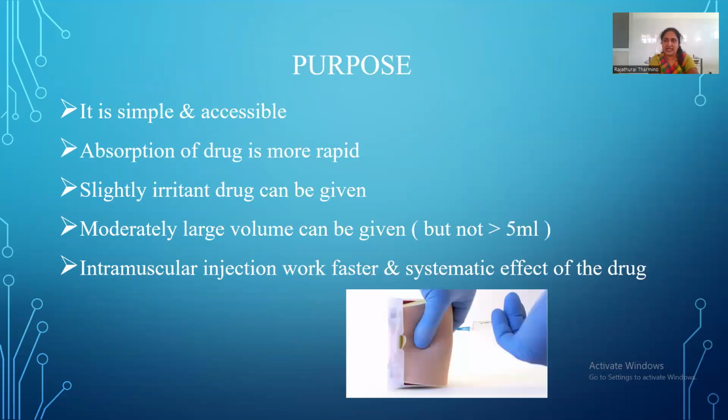Now we are going to see what are the purposes. Number 1, it's simple and accessible. Absorption of the drug is more rapid. A slightly irritant drug can be given. A moderately large volume can be given, but not more than 5 milliliters. Intramuscular injection works faster and gives a systemic effect of the drug.